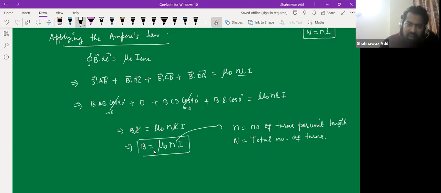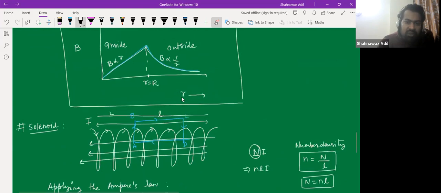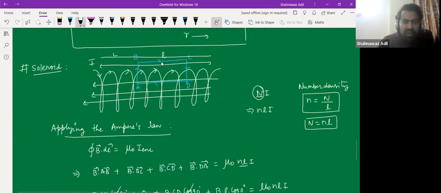So this would be the magnetic field of a solenoid, and we have calculated this magnetic field using Ampere's law. Is it clear to you? This part is very important. Is this clear?